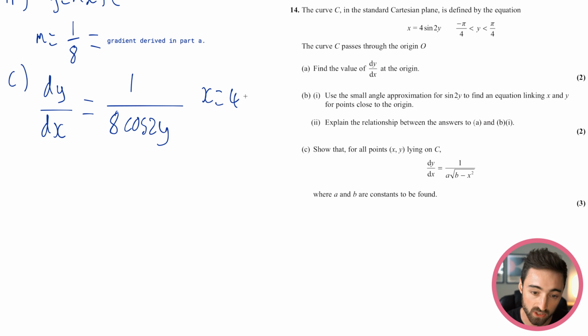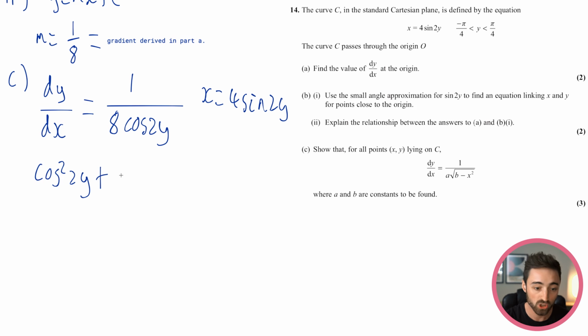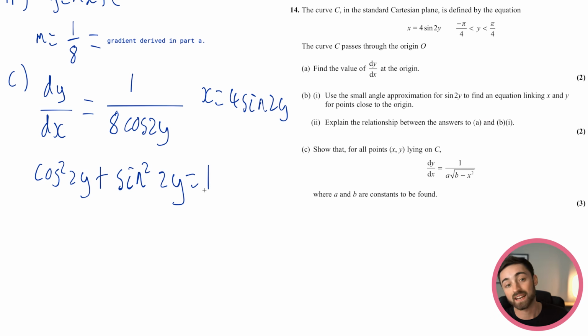x is equal to 4 sine of 2y. So here's the thing, right? If this cos of 2y was a sine of 2y, we'd be sorted. We'd just say, boom, that's x, or 4x, or 2x, or whatever, and we're good. But we have a cos, we want a sine. What do we do? Now, please remember this, because it happens loads, it happens with parametric equations, etc. You're just going to use cos squared plus sine squared equals 1.